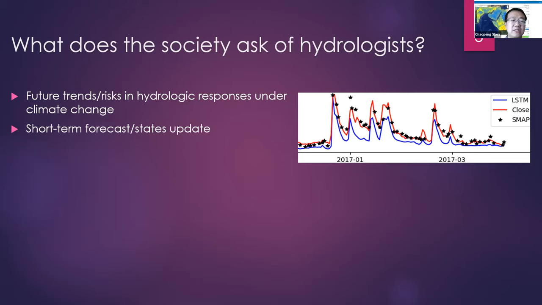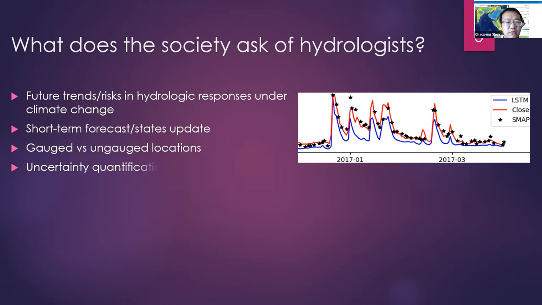The next thing is short-term forecast and state updates. This is more about tomorrow. What's going to happen tomorrow? Am I going to have a flood here? Is my house going to flood? So this is short term. For doing that, you have to make use of all the observations you have, and the only objective is to make better predictions for tomorrow. And we want to make predictions not only at places where you have data, but also places where you don't have data.